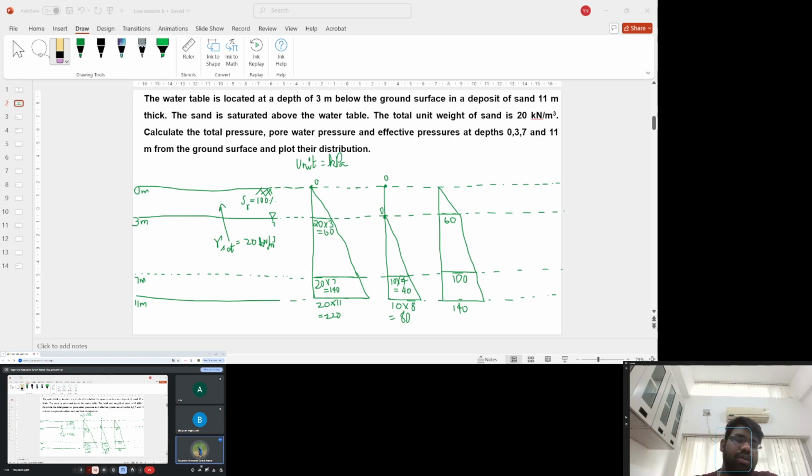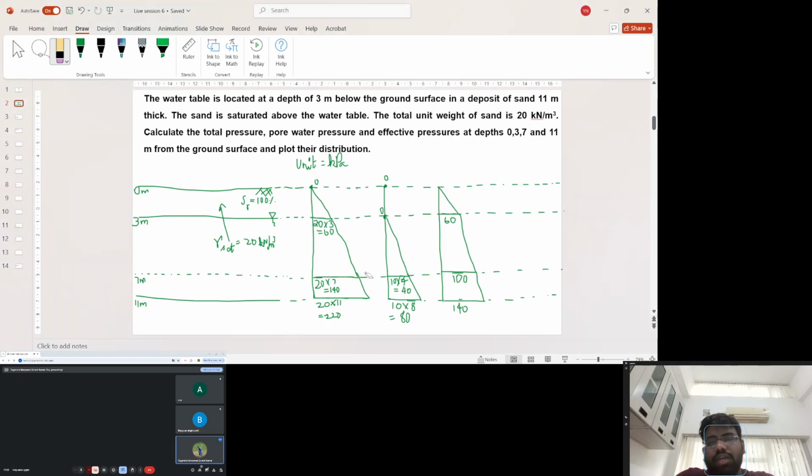So what I have done here is, initially we have not assumed any capillary rise. So now we will assume that the saturation above the groundwater table is due to capillary rise. So now we can calculate the effective stress accordingly. So now this entire pore pressure will change, right?